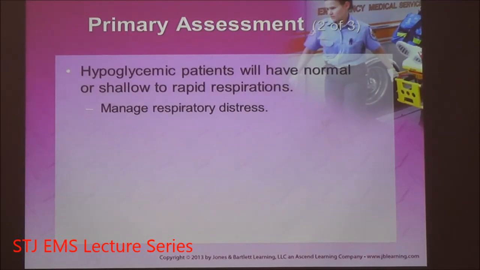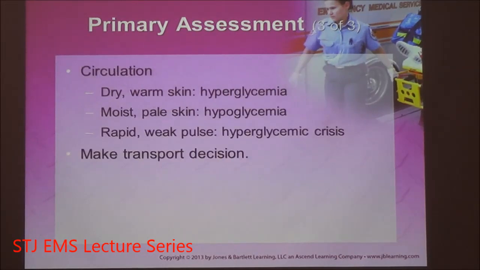Manage this respiratory distress with oxygen. The Kussmaul's respirations are compensatory to try and get rid of the excess acid that's in the blood. It's not effective because the only way to get rid of that type of acid is out of the kidneys, but giving oxygen can definitely assist. Circulation, when you're hyperglycemic, it's warm, dry skin, whereas with hypoglycemic, it's moist, pale. You can have a rapid, weak pulse in both.